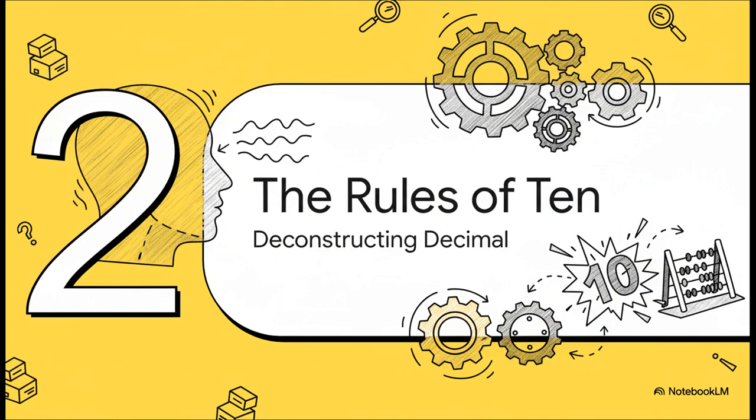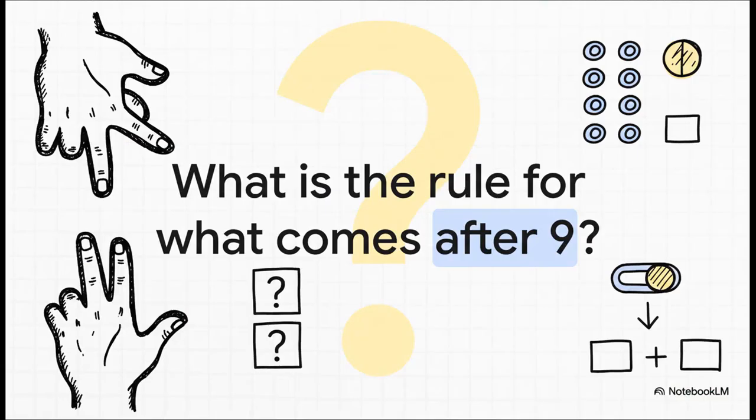To get a feel for the machine's language, we actually have to take a closer look at our own, the one we use every day without even thinking. I mean, you've been doing this your whole life, right? Counting? But have you ever really stopped to think about the rule, the one that tells you what comes after 9? When you run out of symbols, what do you do?